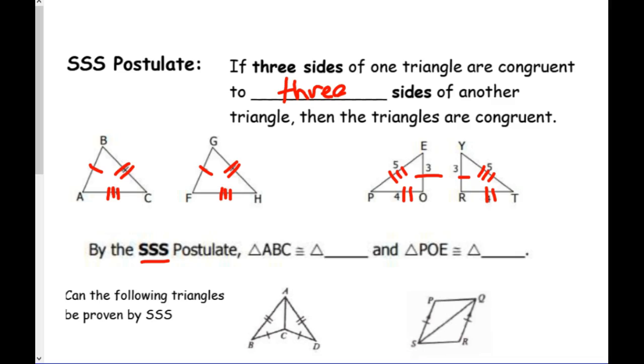Okay, so again, we're talking about two triangles. If all three sides are the same, we call it side, side, side. So ABC is congruent to what? ABC, FGH, right? Over here, POE corresponds with, flipped over, what? Yes, so TRY.